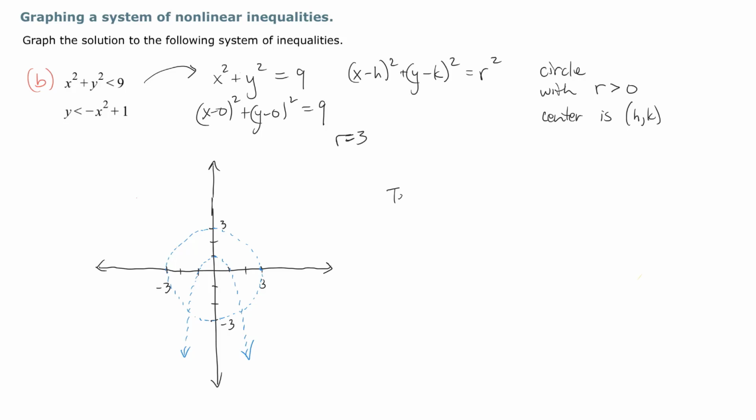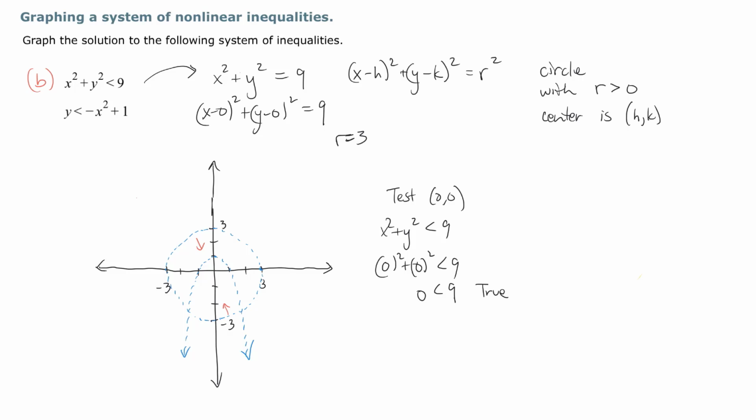Once again, we could pick 0, 0 for convenience. x squared plus y squared is less than 9. Is 0 squared plus 0 squared less than 9? The answer is yes, it is true. So you need to shade inside the circle, like that.